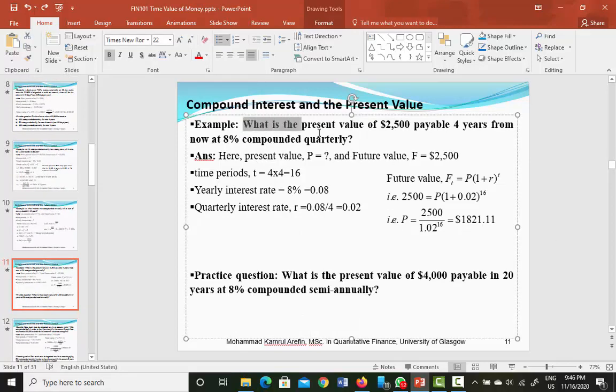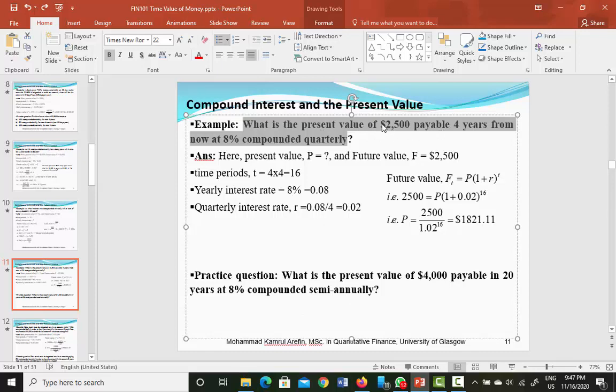What is the present value of $2,500 payable 4 years from now at 8% compounded quarterly? So the question is asking us to find the present value directly. So we need to find the present value of $2,500, which means $2,500 is the future value. We need to find the present value, right?